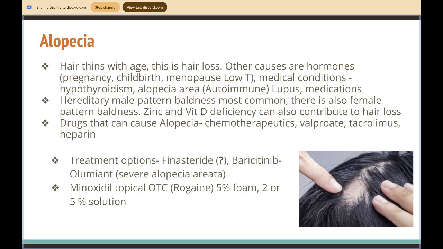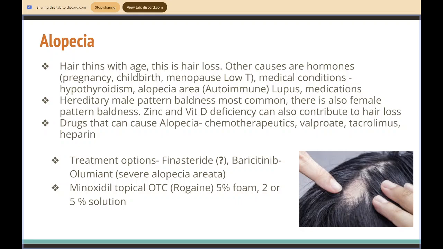The antibodies target the hair follicles, causing baldness. Lupus can also cause alopecia. And there are also medications that can cause it: chemotherapeutics, valproate, tacrolimus, and heparin. Hereditary male pattern baldness is the most common. There's also female pattern baldness. Zinc and vitamin D deficiency can also contribute to hair loss.